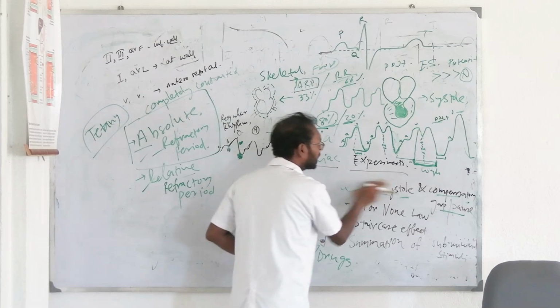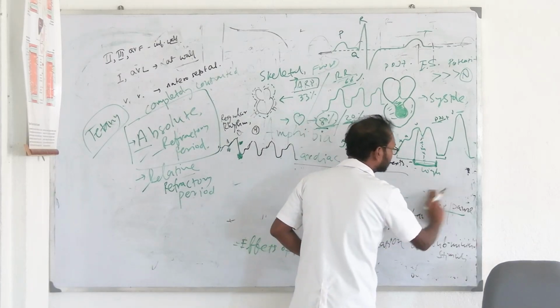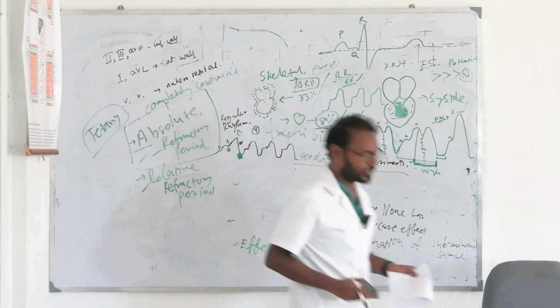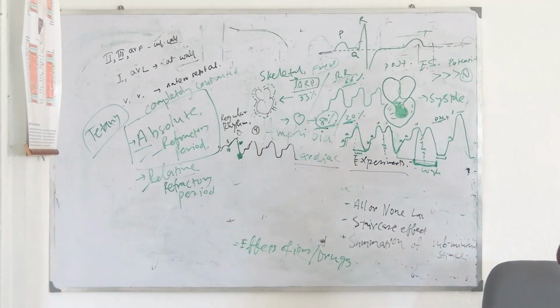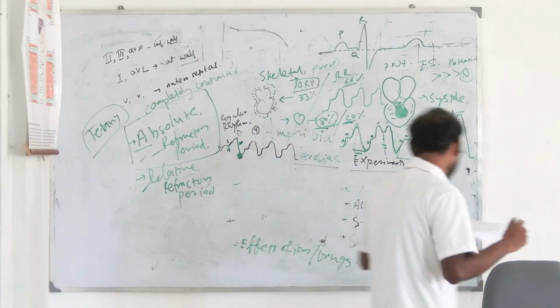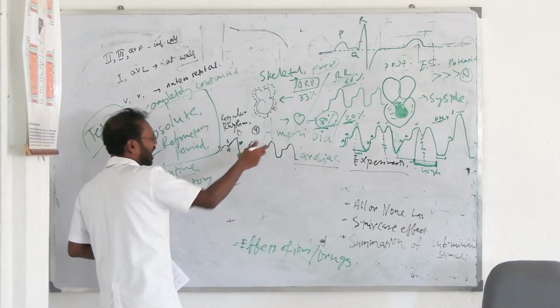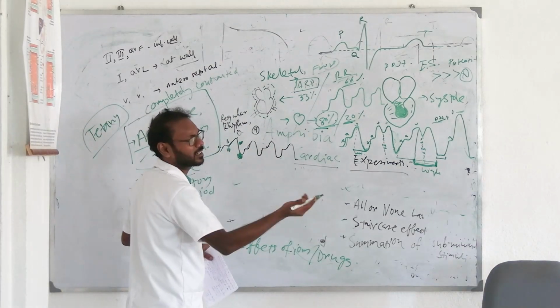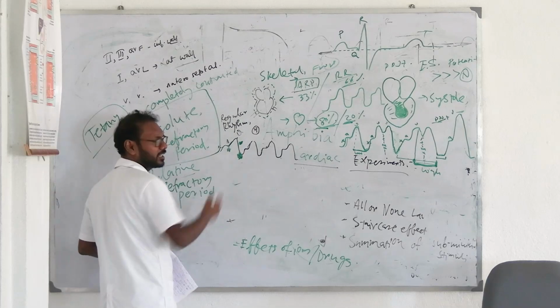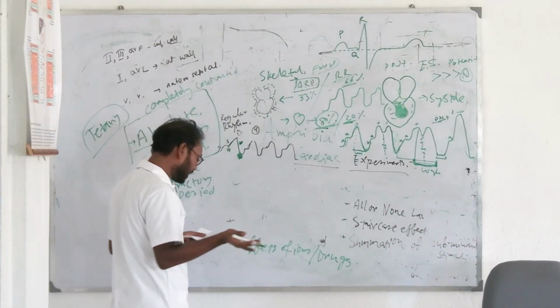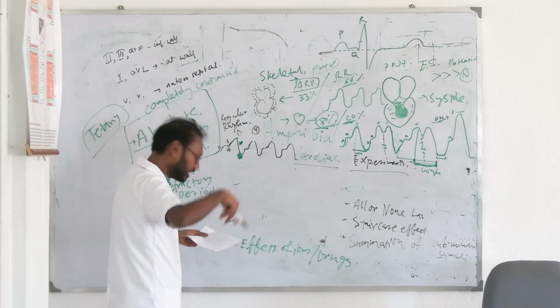So all of these things are done. Now a few things are left: all or none law, staircase effect, summation of subminimal stimuli. What is all or none law? All or none law is, now we will again be connecting the electrical circuit and everything. Okay, now we are providing stimuli to create the heart rate.